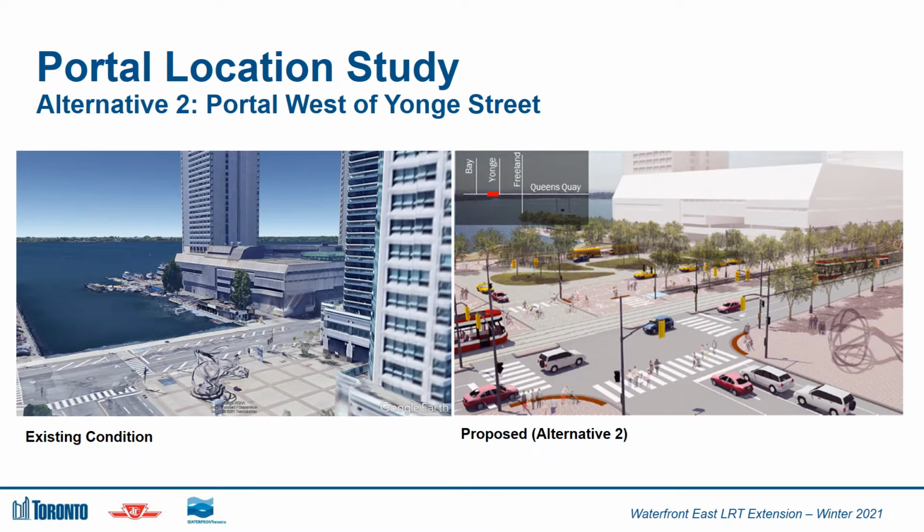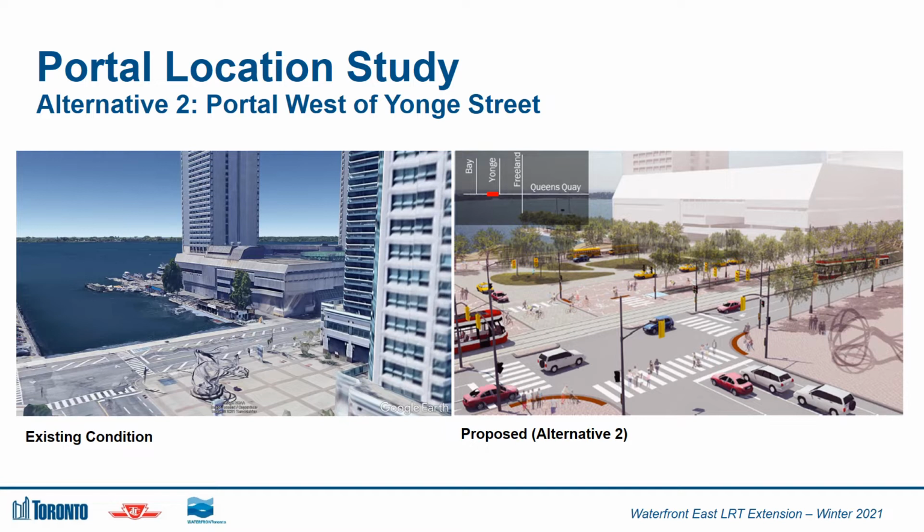In the second alternative, shown on this slide, the portal is located on Queens Quay East between Bay Street and Yonge Street in front of the Westin Harbour Castle Hotel. It is important to note that with this alternative, the portal location would block the current driveway along the east side of the hotel and the entrance to the hotel motor court. As such, this alternative includes a partial fill-in of the Yonge Street slip to provide a new access point to the hotel and driveway via the Yonge Street and Queens Quay intersection.